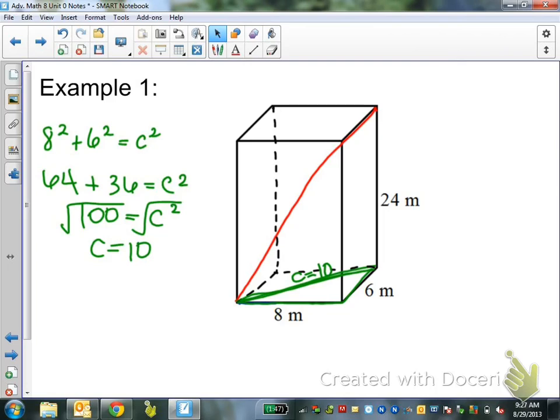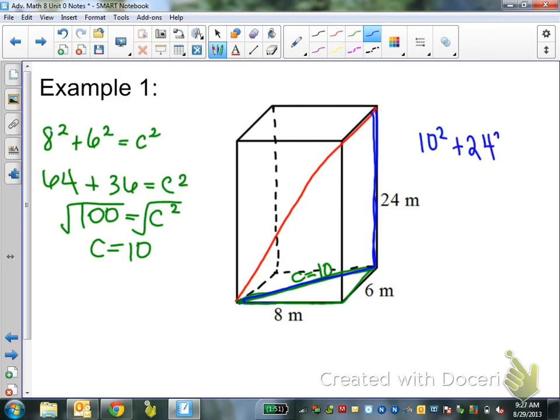Now I have 2 legs. This diagonal is one of my legs, and what's my other one? 24, the edge or the height. So we're going to do Pythagorean theorem again, and that's going to give us the diagonal through the prism. 10 squared plus 24 squared equals, what do you want to call this? Let's call it D for diagonal. Equals D squared.